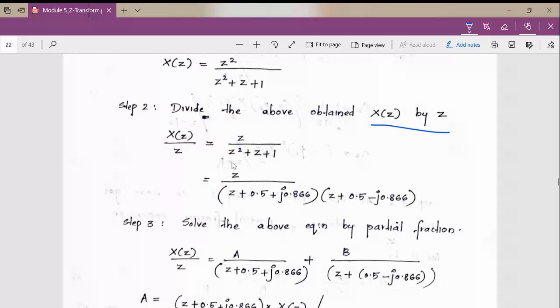Okay, so here we have a quadratic equation. We need to solve the quadratic equation so that we can find the poles. So we have to represent it like this.